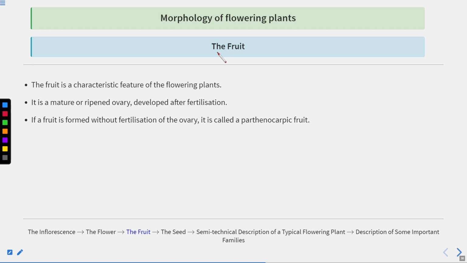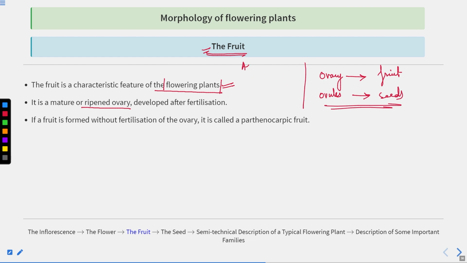Now comes the fruit. After the fertilization, there is a formation of fruit. So the fruit is a characteristic feature of the flowering plant. Any flowering plant, if you see after the fertilization, what is formed there? The fruit is formed. It is a mature or ripened ovary. After fertilization, the ovary changes to fruit, and inside the ovary the ovules change to seeds. This change you see after fertilization.